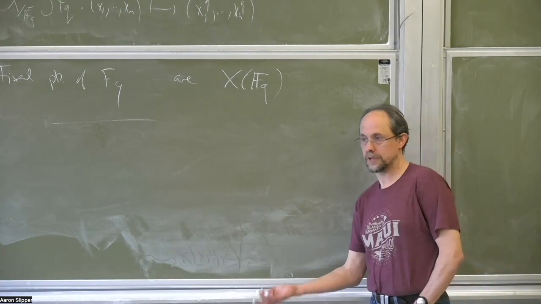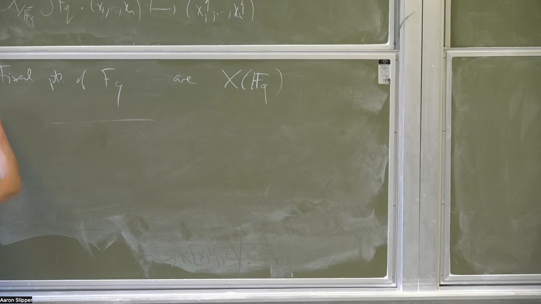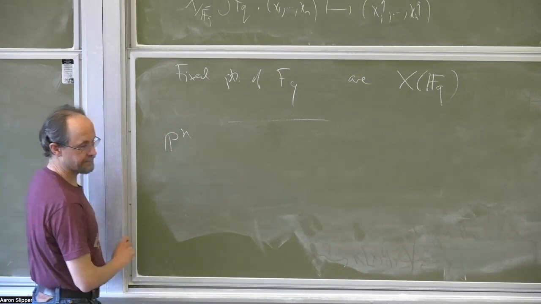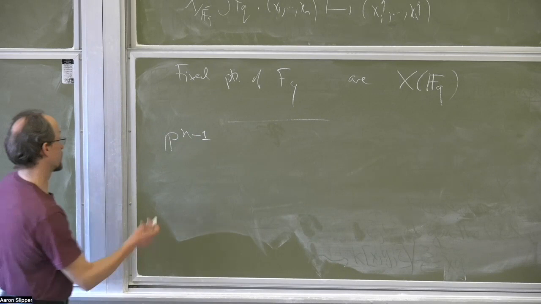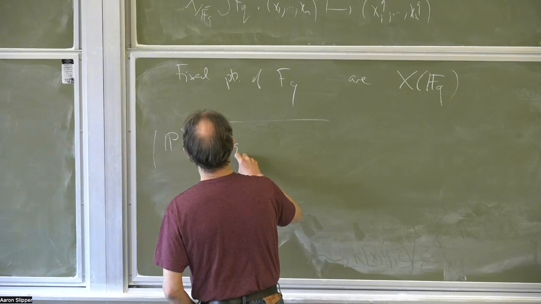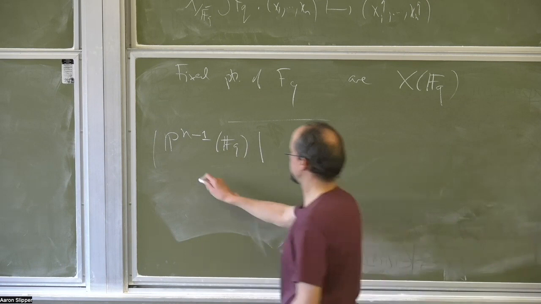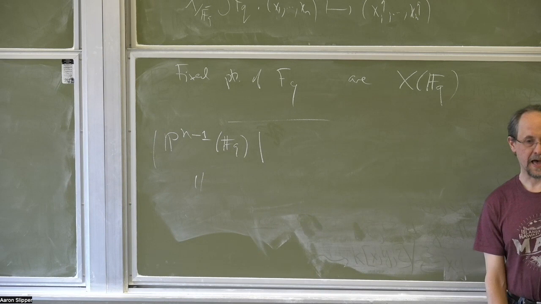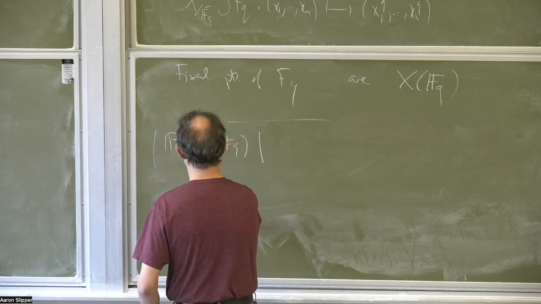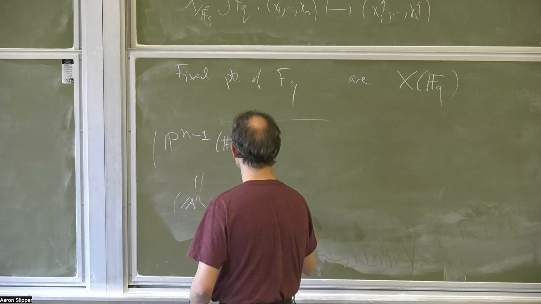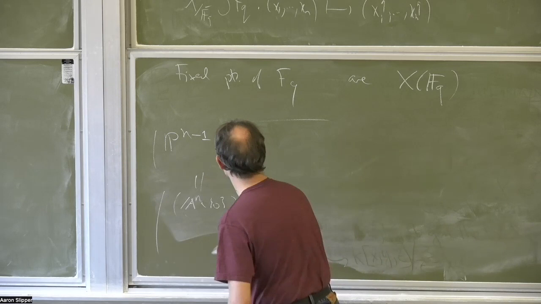So they look at various cases of this. For example, P^(n-1). One way to compute this is to say, well, you have to look at the non-zero points in n-dimensional space, and then push it out by scaling. And so that gives you (q^n - 1)/(q - 1) as the answer.